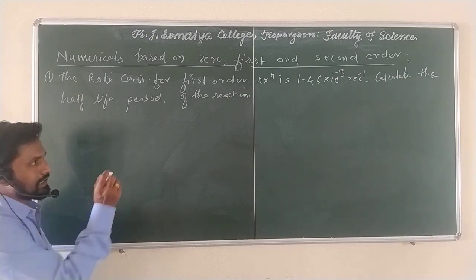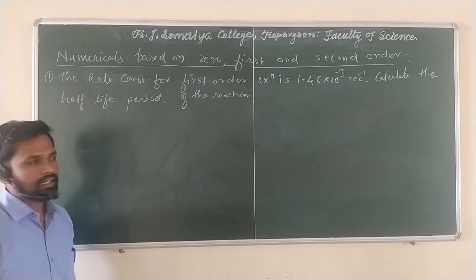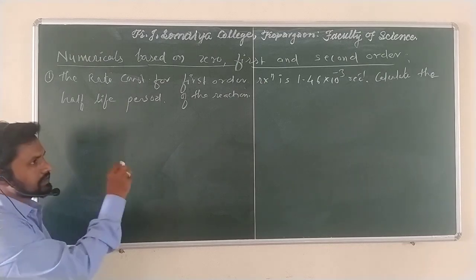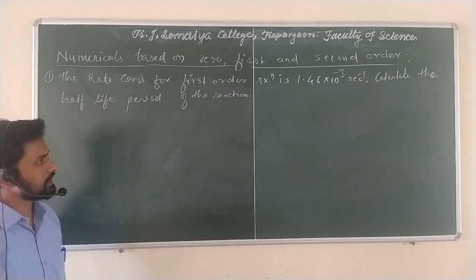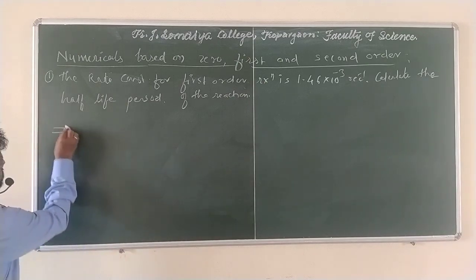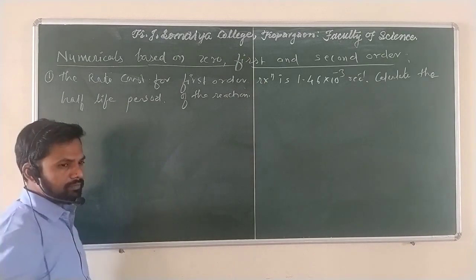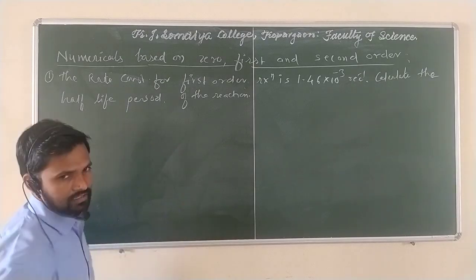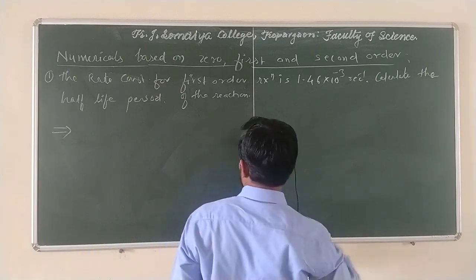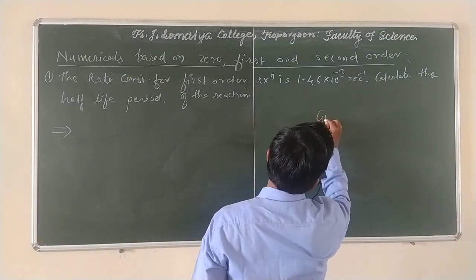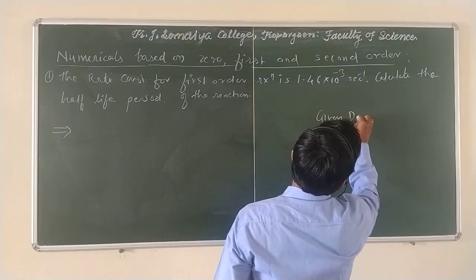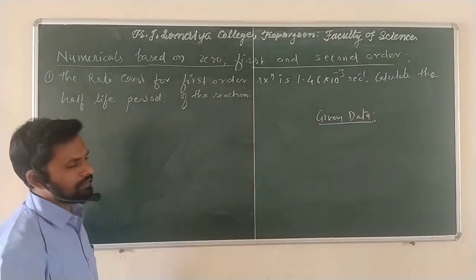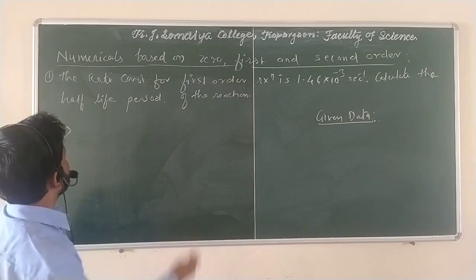Okay. What is given in the problem, and what we have to calculate, you must understand these things. Okay. Now go for the solution. Before solving the problem, always remember to write the given data on the right hand side of your sheet. First you have to understand what the given data is and what we have to calculate. What is the given data?